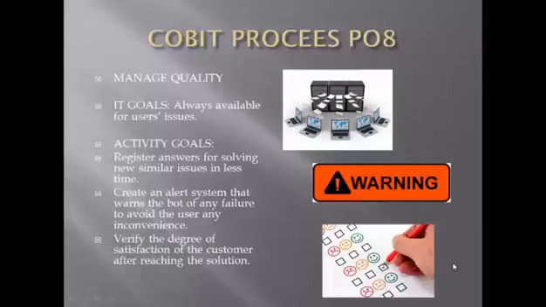The activity goals for this process are register answers for solving new similar issues in less time, create an alert system that warns the bot of any failure to avoid any inconvenience to the user, verify the degree of satisfaction of the customer after reaching the solution, and finally, quantify the solved and unsolved complaints for monitoring and auditing purposes. The principal goal of this process is to improve the satisfaction of the client through a bot that can solve any kind of doubt or problem of the client.